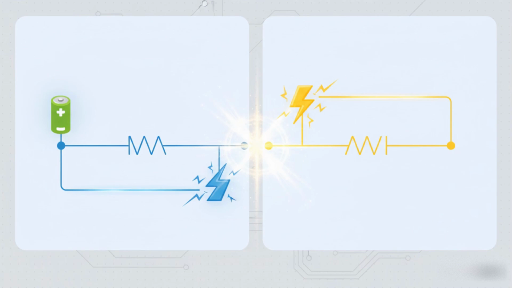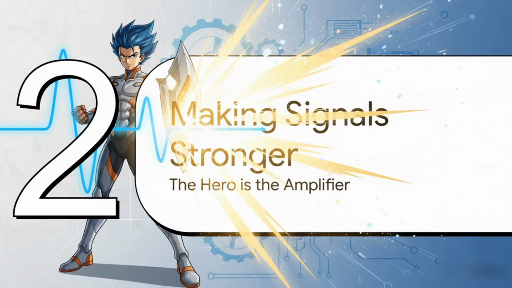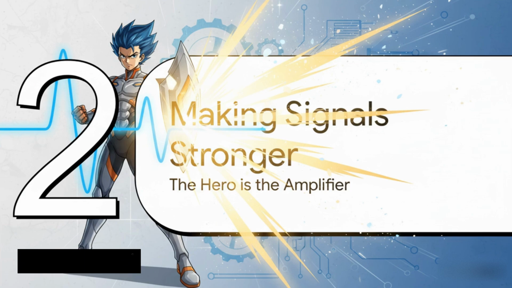And here's the cool part. They're totally equivalent. It's just two different ways of looking at the exact same reality. This is awesome for engineers because they can pick whichever model makes the math easier for the circuit they're working on. So our signal exists, but it's usually super weak. It's just a tiny little whisper. To be useful for anything, it needs a hero. It needs something to come in and give it a massive boost.